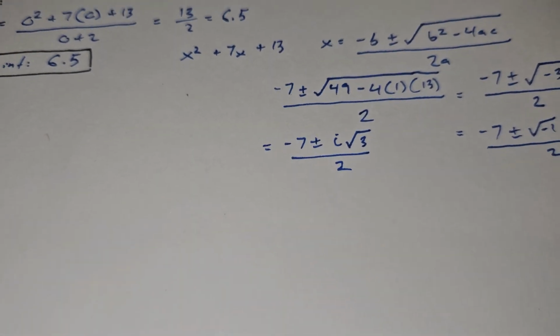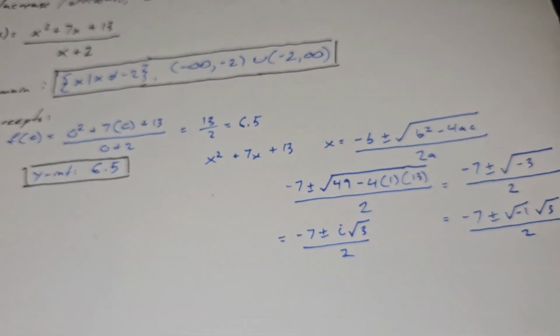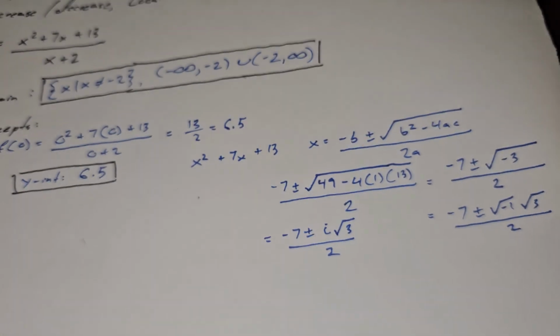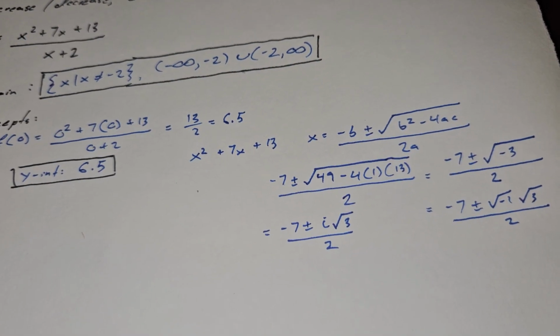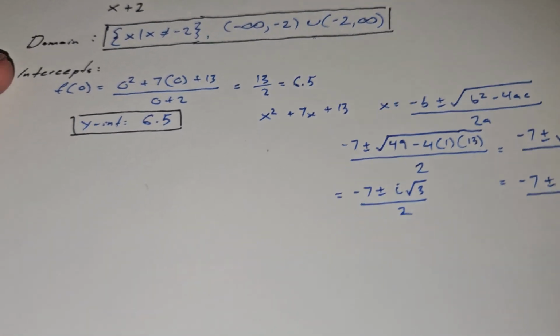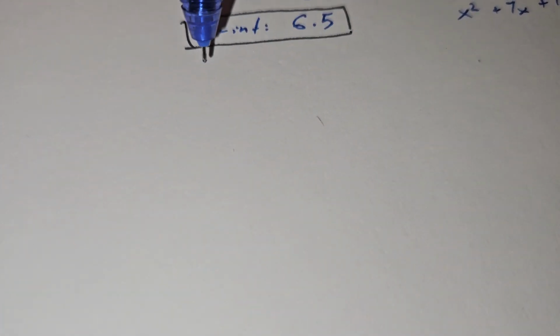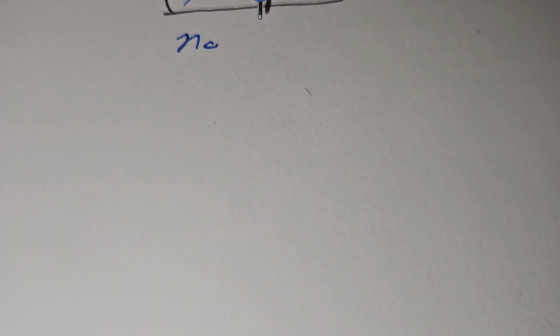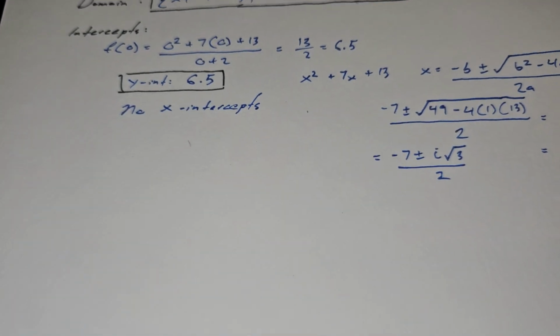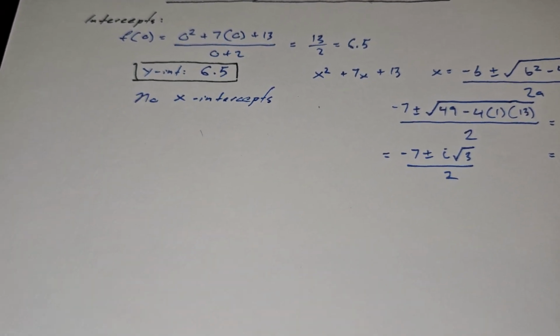We cannot have that. That's not a real root in our coordinate plane, so this basically implies that it has no x-intercepts. So yeah, this is a complex number. We cannot have a complex number in our real coordinate plane, so no x-intercepts.